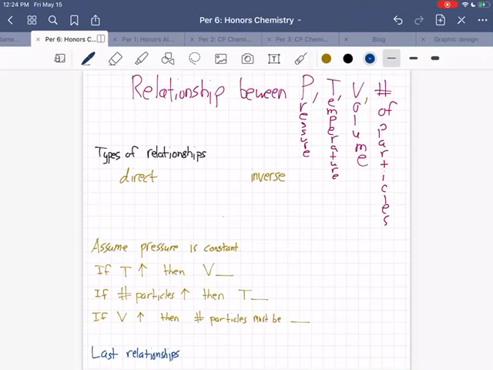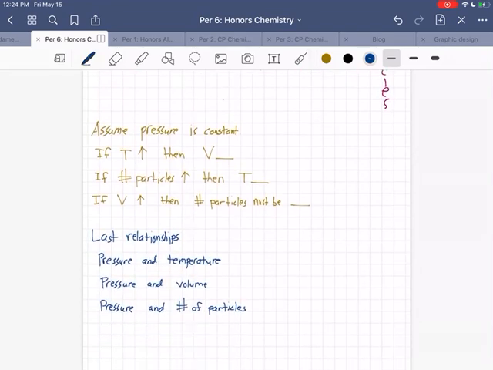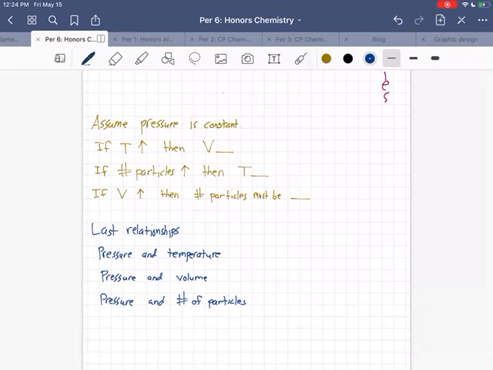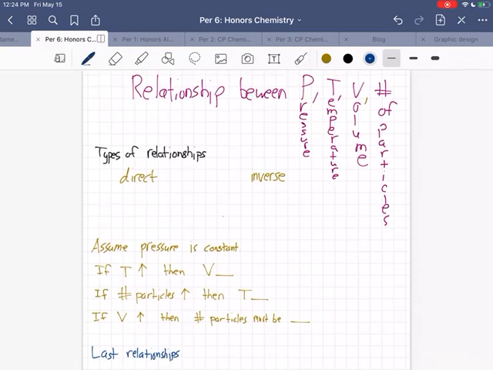Hello everyone, we're going to talk about the relationships between pressure, temperature, volume, and the number of particles. First, I need to define for you there's two different types of relationships, and then after that we're going to talk about if pressure is constant, how each one of these relationships is either shown as direct or inverse, and then lastly we're going to talk about what the relationship between pressure is and each of these three things as well. To start, let's talk about the two different types of relationships there are.